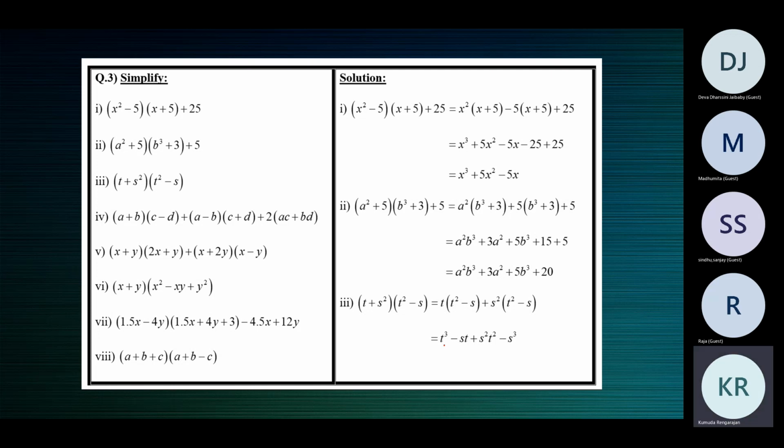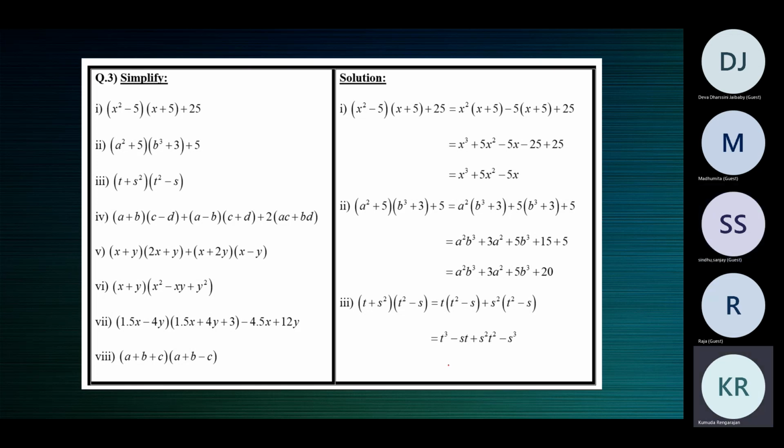Yes, now Sindhu and Sanjay, I want to know what doubt you have in your mind. Did you identify your mistake? Yes, ma'am. T into t square, when you're multiplying, no problem whether they're like or unlike. What should you do? You should add the powers when you're multiplying. When bases are the same, you should add the powers. So t power 1 into t power 2 is t power 3. Yes, ma'am.